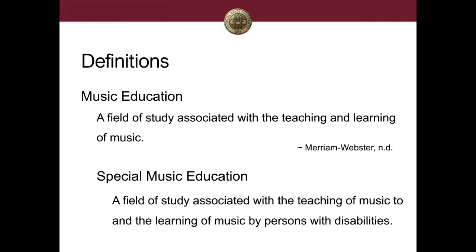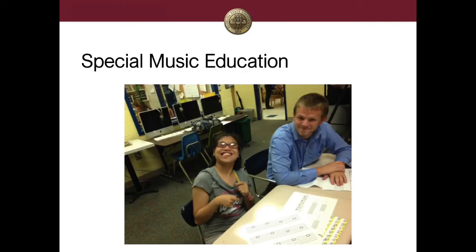Defining special music education is a bit more difficult because there is no set definition. However, if we use the definition for music education as the foundation, then special music education is a field of study associated with the teaching of music to and the learning of music by persons with disabilities. Again, the primary purpose is to work on music goals with educational objectives. This is a picture of one of Kim's university students teaching music concepts to a secondary student with special needs. Since the purpose of this lesson was to work on music goals with educational objectives, this is an example of special music education.